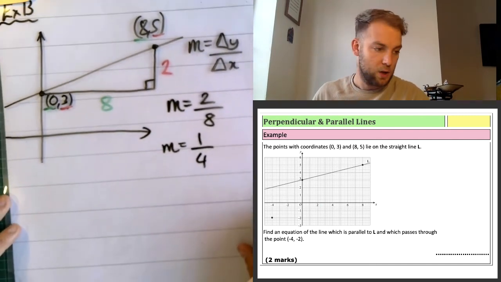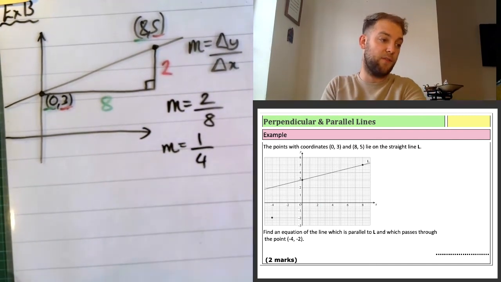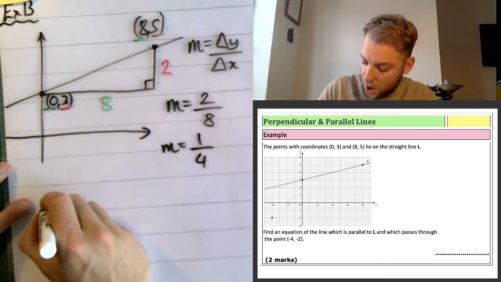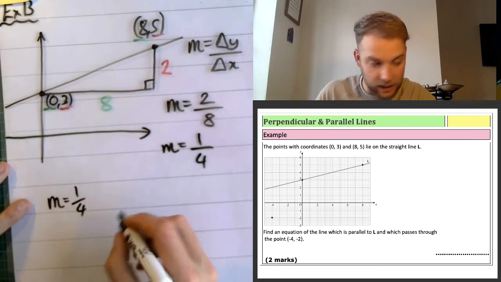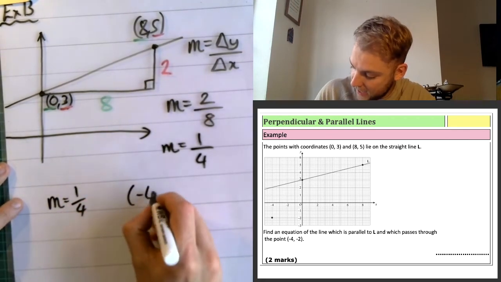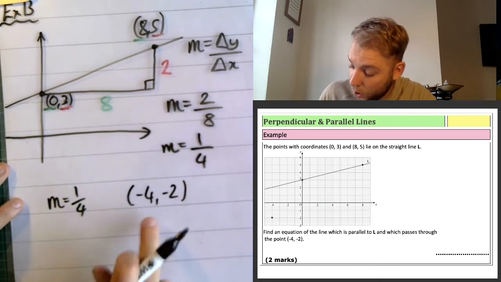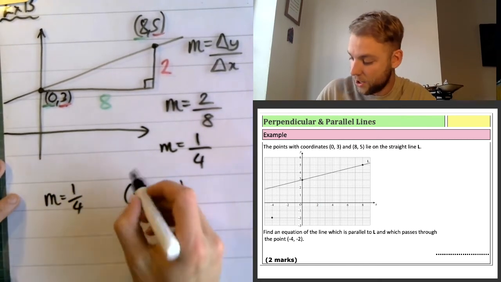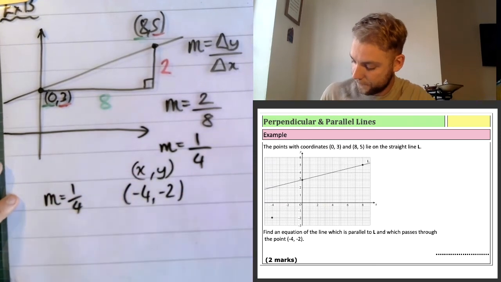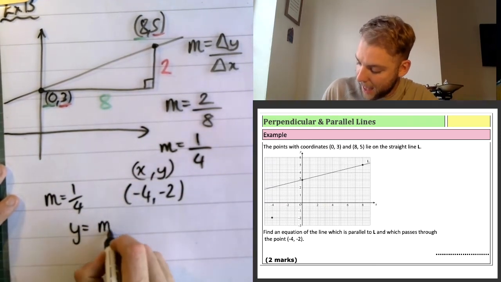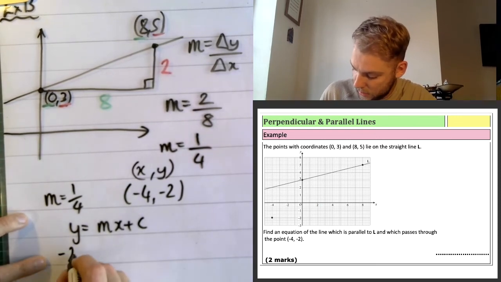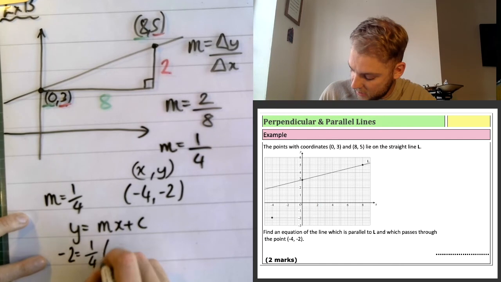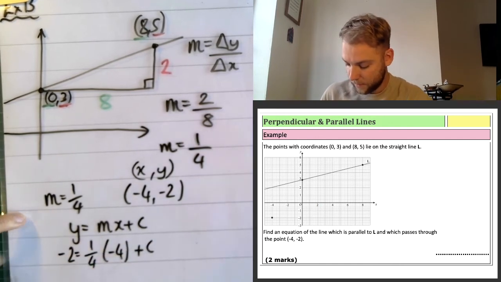Brilliant. So if I want it passing through the point -4, -2, well, I know that my gradient, because it's parallel to this, is going to be the same. So m is equal to a quarter. And my point this time is -4, -2, which is not the intercept, because it's not 0 something. So I'm going to have to substitute in. So y equals mx plus c. So y is -2, which is equal to a quarter times -4 plus c, like so.